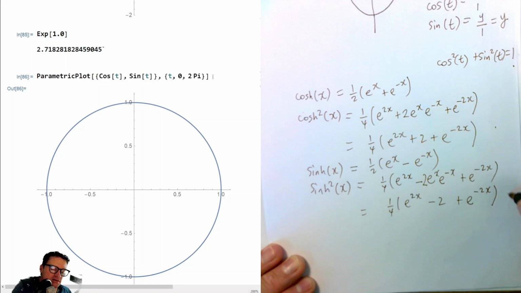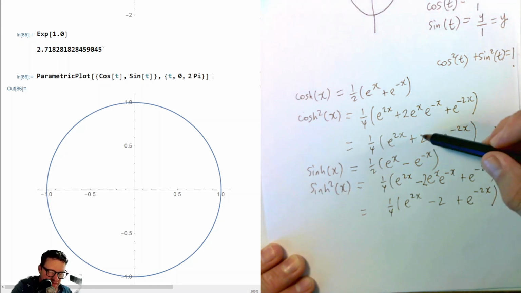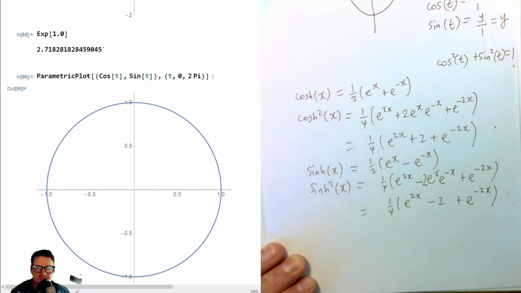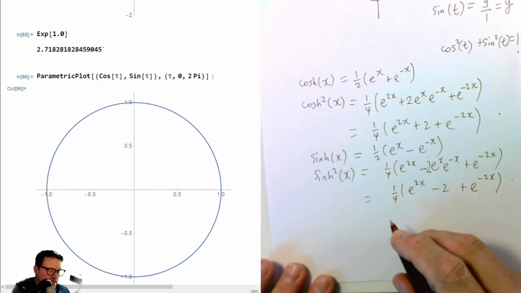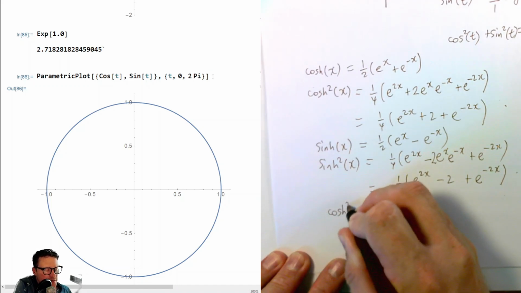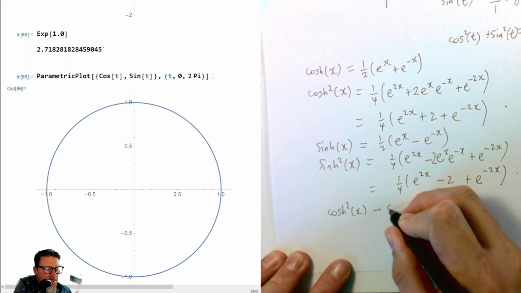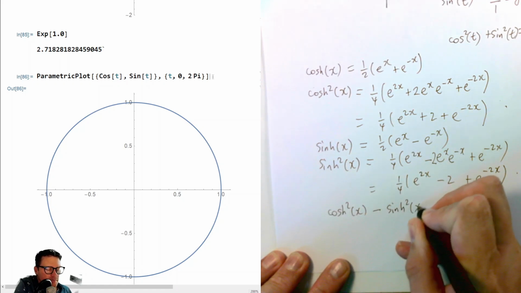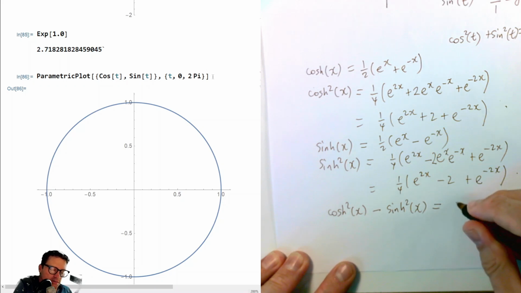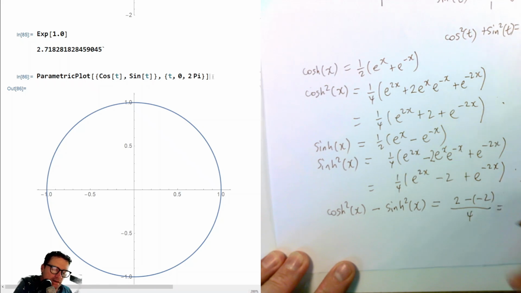Okay, so now these two lines here are indeed really similar, aren't they? The only difference is the sign of that middle term. So let's see, if we take this line minus this line, everything will vanish except for 2 minus minus 2 all over 4, which is 1. So taking a difference, we see that cosh squared x minus sinh squared x is equal to 2 minus minus 2 all over 4, which is 4 over 4, which is 1.